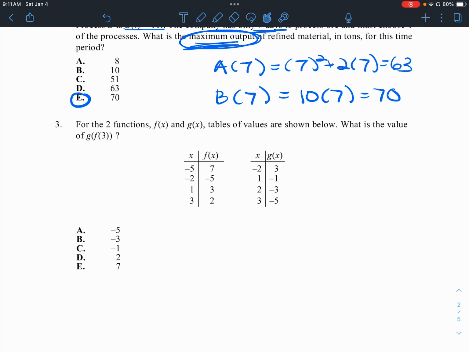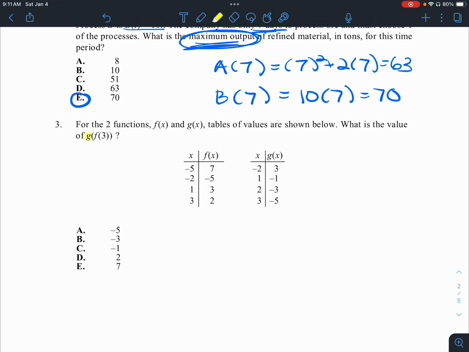Number 3, for the two functions f of x and g of x, tables of values are shown below. What is the value of g of f of 3? Now, what you'll notice on this problem is you are not given the equation for function f or function g. We are only given these tables. So what you can tell by these tables is when you plug these x values into function f, these are the y values that you get back out. Same is true over here in this table. When these x values are plugged into function g, these are the y values that you get back out.